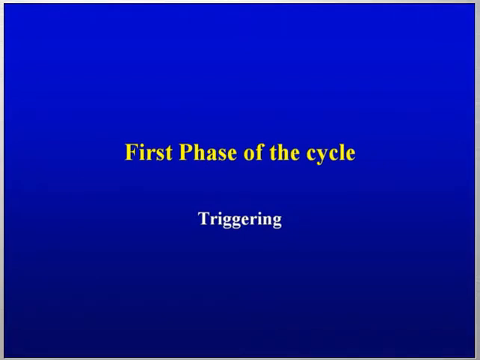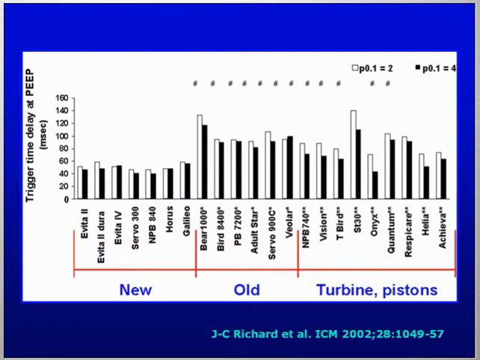Let's take the first phase of the cycle, triggering. If we think about triggering, we think about the beginning of the breath, and of course the capacity of the ventilator to respond to a small demand of the patient. In this bench study, for instance, we tested a number of ventilators, and we grouped them into the old generation of ventilators, the new generation of ventilators, at least in those years, and those which were mostly designed to deliver non-invasive ventilation.